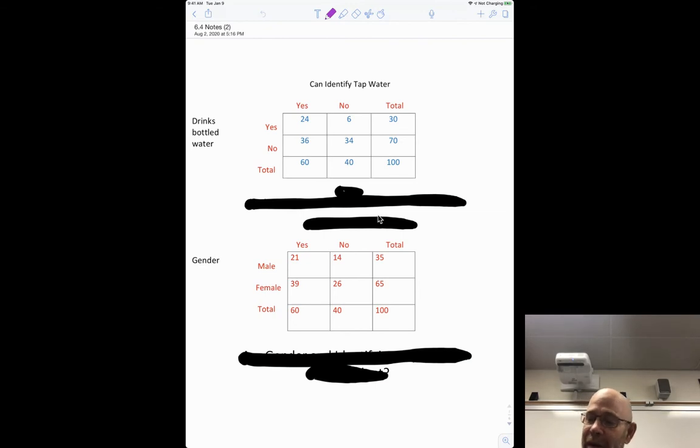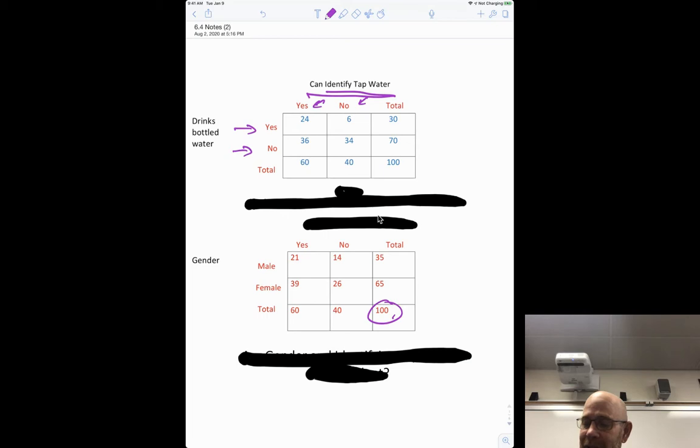So anyway, the first one has, can you identify the tap water? You can see yes and no, and based on whether or not they drank bottled water in the first place. So the other condition here was people either drank bottled water regularly or not. And you can see the bottled water drinkers, there were 30, 24 out of 30 were able to identify the tap water, and 36 out of 70 were able to identify the tap water if they didn't. And then they just ran the same thing. These are the same 100 people, actually, in the second one here. It's the same 100 people, but now we separated them by male and female.